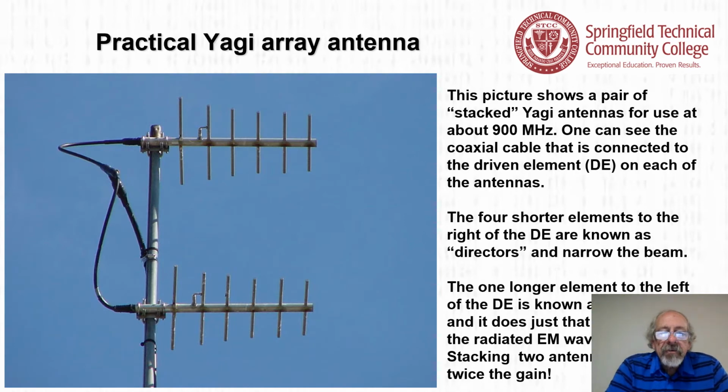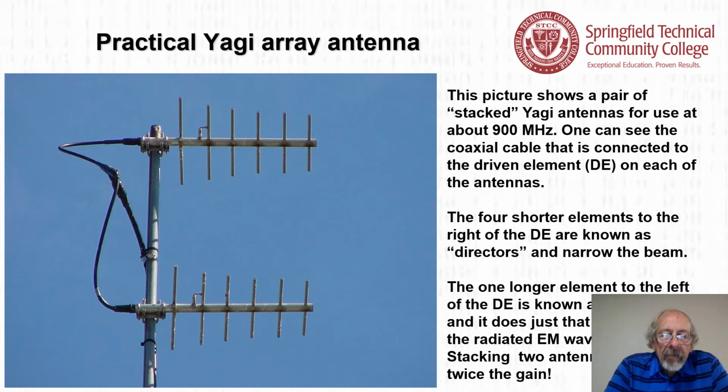So here's a nice picture of a stacked Yagi array. This picture shows a pair of stacked Yagi antennas for use at about 900 megahertz. You can see the coaxial cable is connected to the driven elements of each of the antennas. So there's a coaxial cable that comes up, and there's a T, and each side of the T goes into one of the antennas.